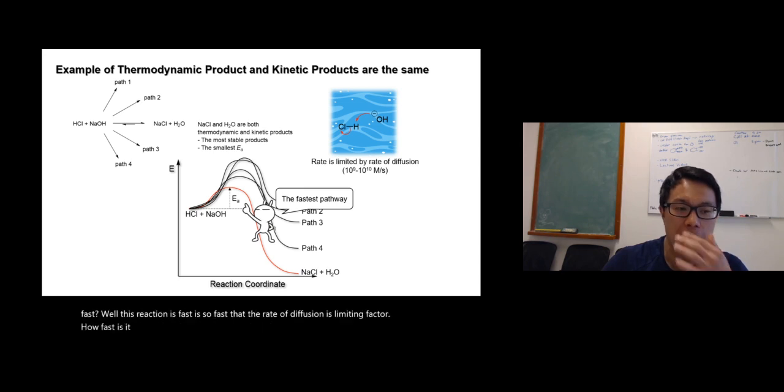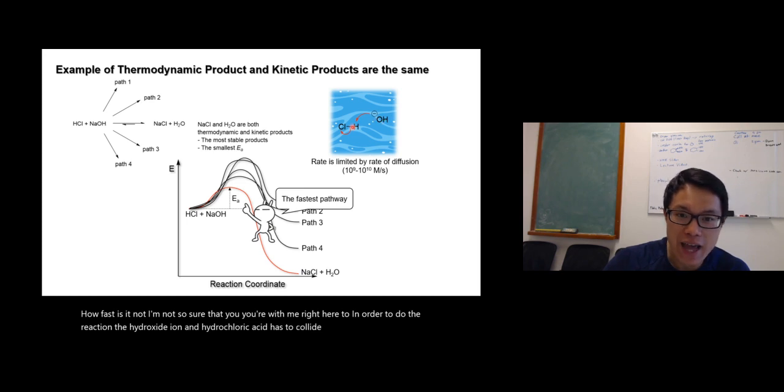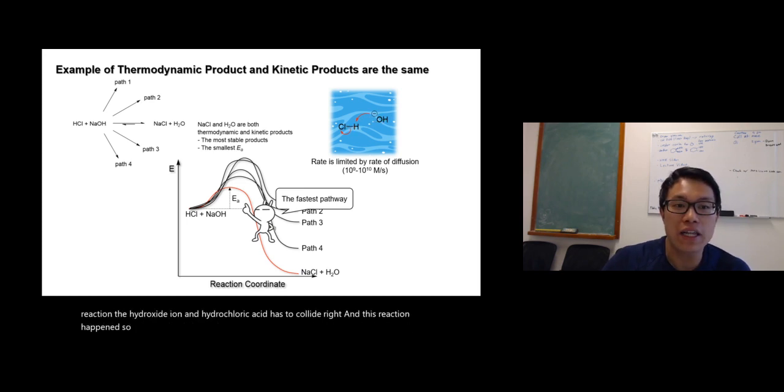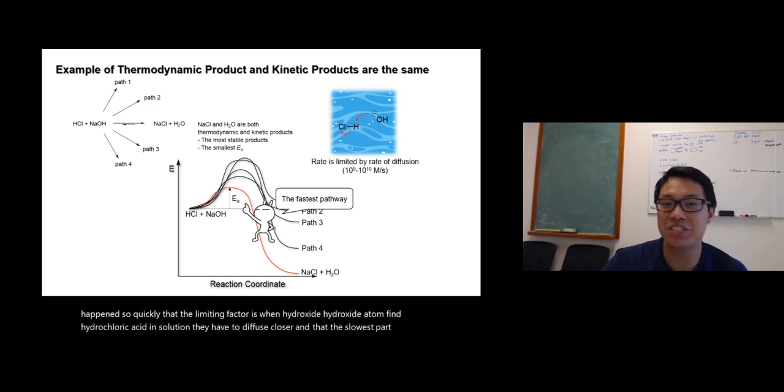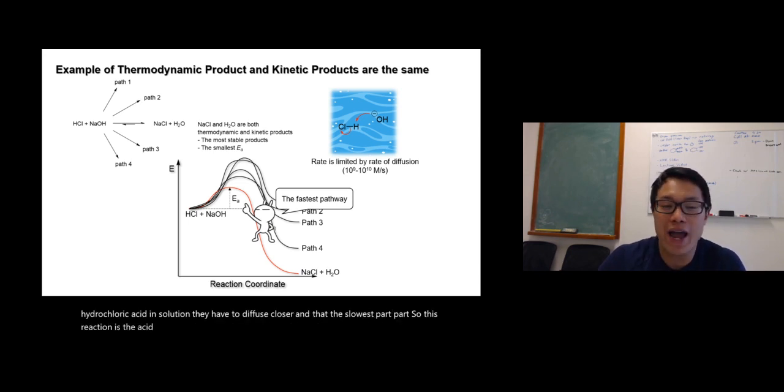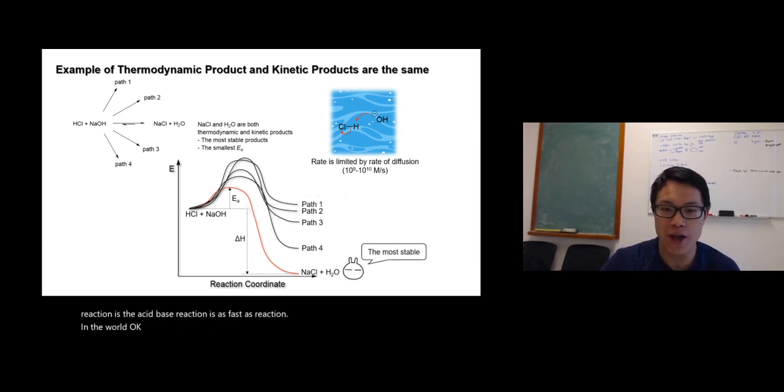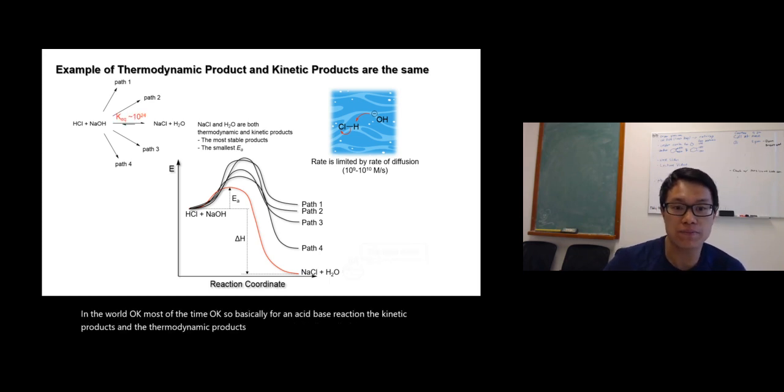I'm not sure you're with me right here. In order to do the reaction, the hydroxide ion and hydrochloric acid have to collide. And this reaction happens so quickly that the limiting factor is when the hydroxide ion finds the hydrochloric acid in solution. They have to diffuse closer, and that's the slowest part. So this acid-base reaction is the fastest reaction in the world, most of the time. So basically, for an acid-base reaction, the kinetic product and the thermodynamic product are actually the same product.